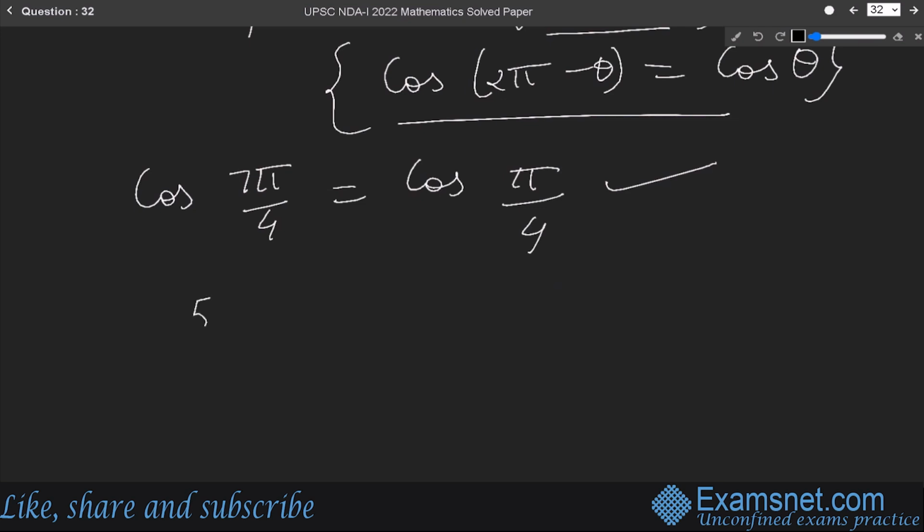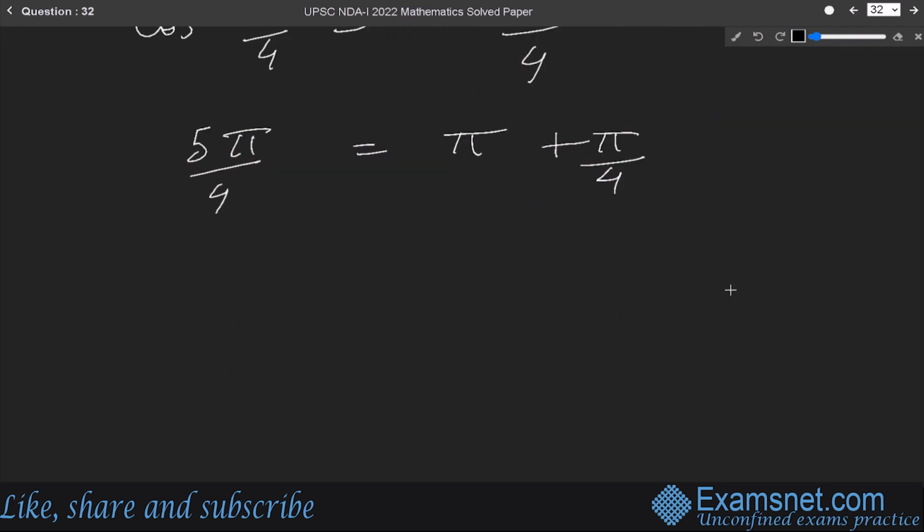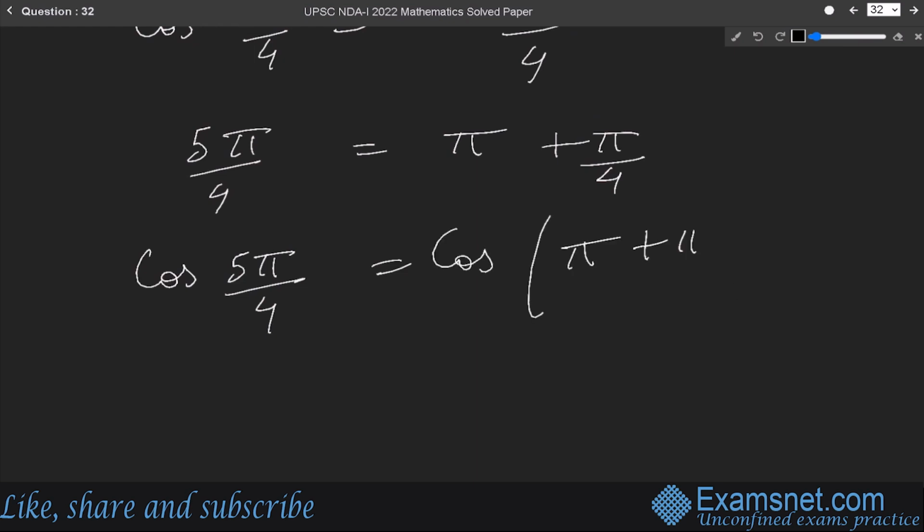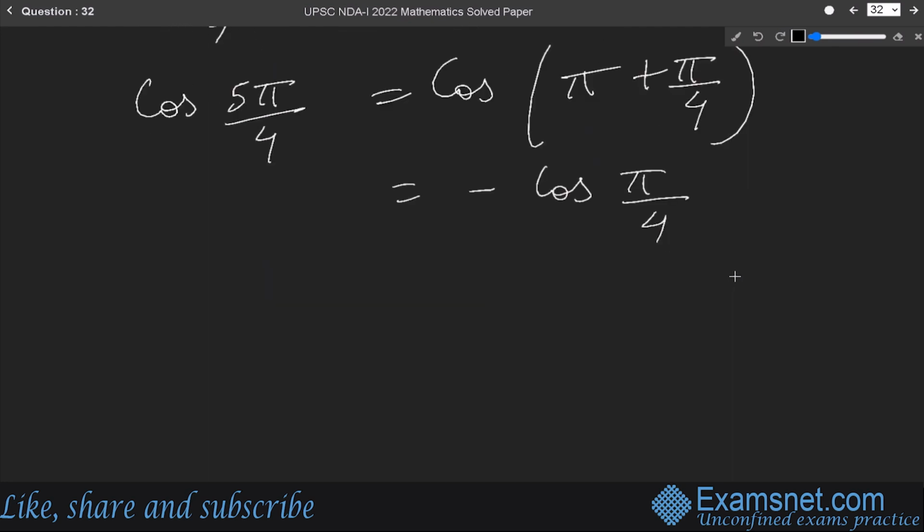Now another term was 5 pi by 4. It can be written as pi plus pi by 4. Again, putting cos on both sides, we get cos 5 pi by 4 is equal to cos (pi plus pi by 4). Now we know that cos (pi plus theta) is equal to minus cos theta. So cos (pi plus pi by 4) is equal to minus cos pi by 4. Therefore, we can say that cos is negative in the third quadrant. So the value of cos 5 pi by 4 is minus of cos pi by 4.